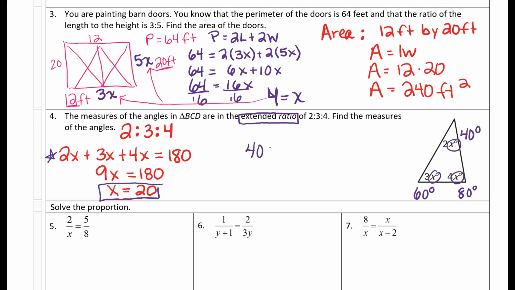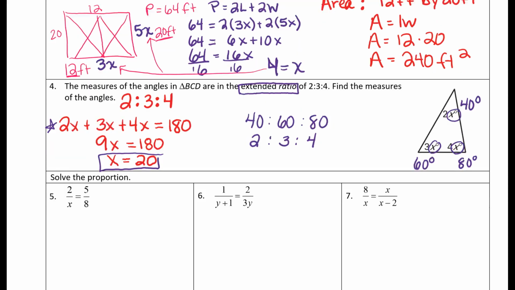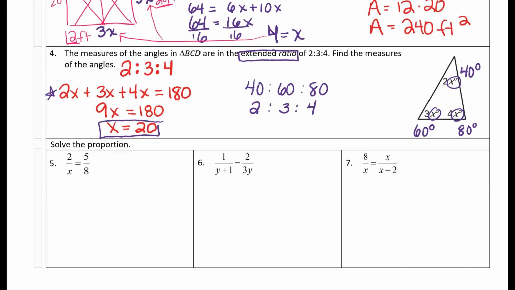Because a 40 to 60 to 80 is an extended ratio that reduces down to a 2 to 3 to a 4. Now, the next thing on our note says solve the proportion. Now, I know you have solved proportions before, and this one is no different. We will be solving lots of proportions with similar triangles.